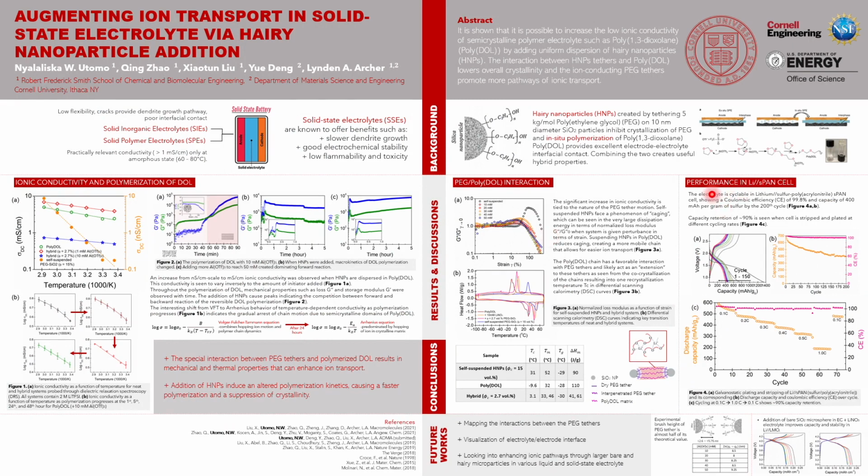All of these interactions and high ionic conductivity result in good lithium plating and stripping, showing coulombic efficiency of about 99.8% and capacity retention of about 90%. I've told you a story of how the special interaction between PEG and poly-DOL can enhance ion transport and create desirable mechanical and dielectric properties.